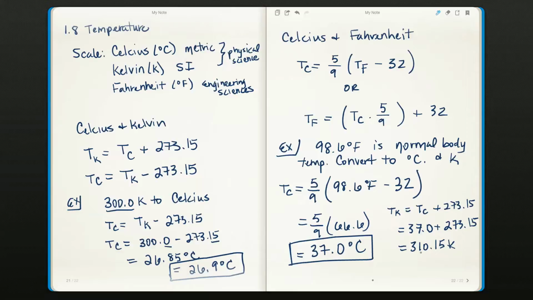So if we look at sig figs again, 37.0 has 1 decimal place, 273.15 has 2, so our answer needs to have 1 decimal place. So 310.2 Kelvin is our final answer. That's really about it for temperature. It's pretty much very similar to the last video where we were using unit conversion, except for temperature we're given specific formulas that convert from one temperature scale to another.